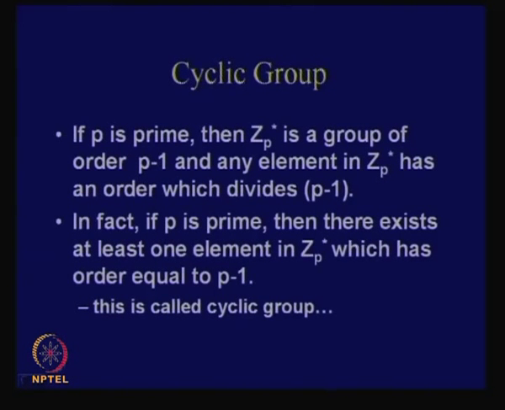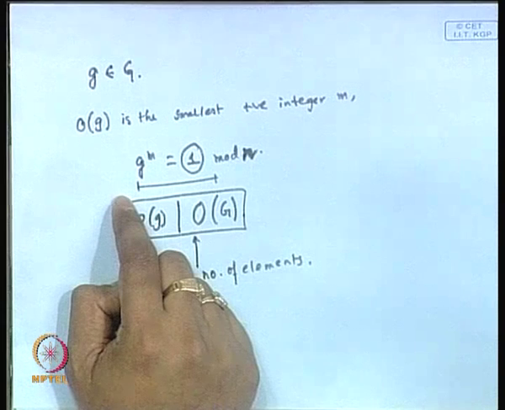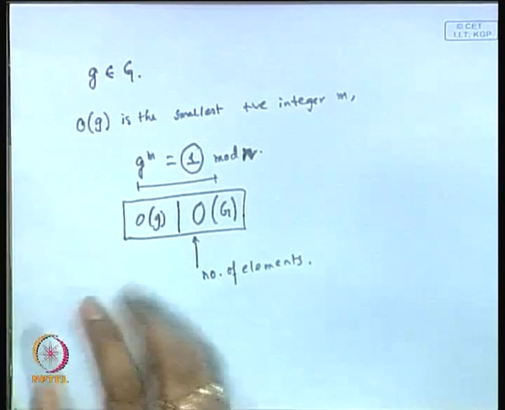If you remember the cycle that we drew in context to AES, you take an element and keep on multiplying: alpha, alpha square, alpha cube, alpha to the power of 4 and so on. Finally you get alpha to the power of p minus 1 equal to 1, and p minus 1 is the smallest number for which that happens. So this alpha, if you multiply, will generate all the elements in that field, and therefore the name cyclic group.